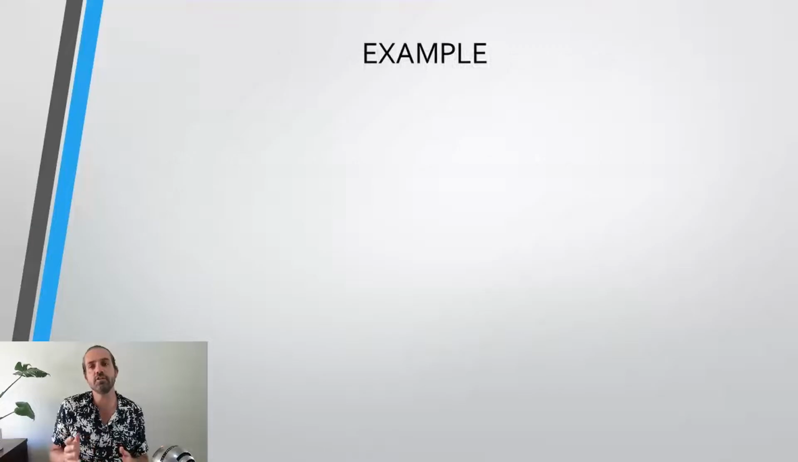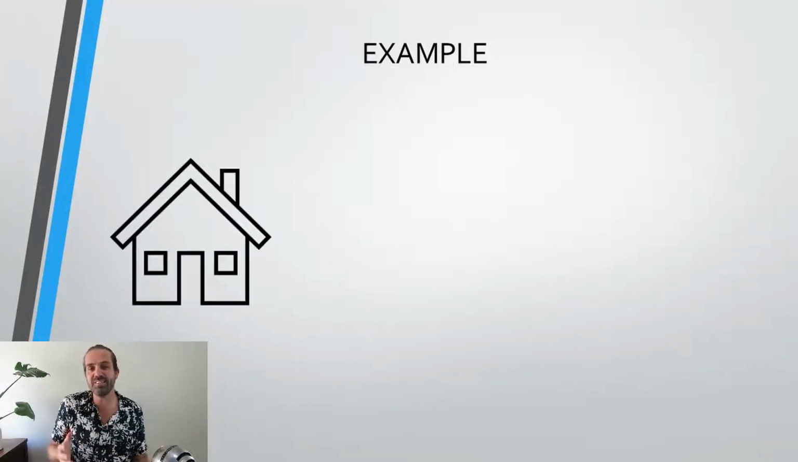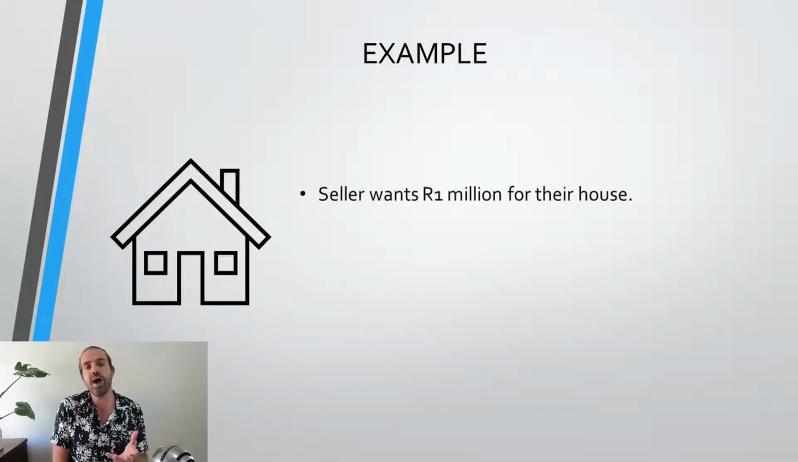Let's have a look at an example in the real world to understand how the price moves more clearly. Most people understand the basics of the property market, so let's use that as an example. I own a house that I'm wanting to sell. I set my price at 1 million rand.